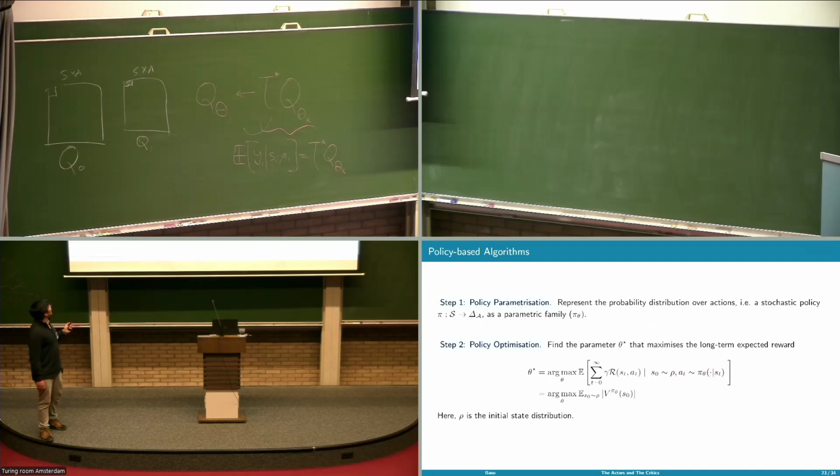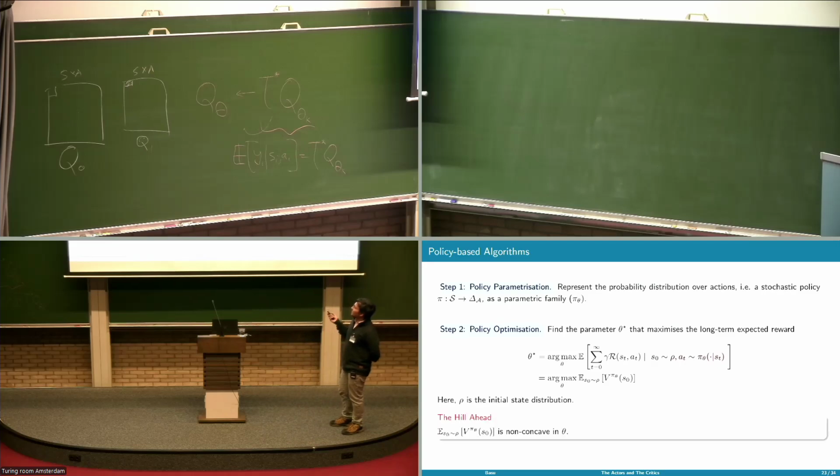So now the next part: once you have represented it using a parametric family, you want to do optimization. The idea is you want to find the theta star that maximizes this total expected value function, where you assume the first initial state was sampled from the initial state distribution. Are you good? Okay. So now the question is how to do that.